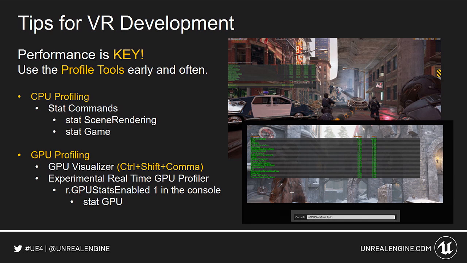For CPU profiling, you can use the stat scene rendering and stat game commands. Stat scene rendering shows general rendering statistics. This is a good starting point to find general areas of slow performance in the rendering process. Stat game will give you feedback on how long the various gameplay ticks are taking and what's ticking at any given time. So if you have a lot of things occurring every tick, it may start to affect your performance, and stat game will show you this.